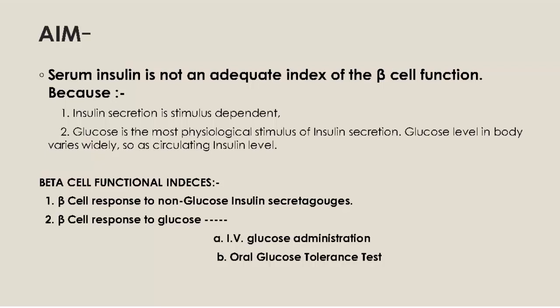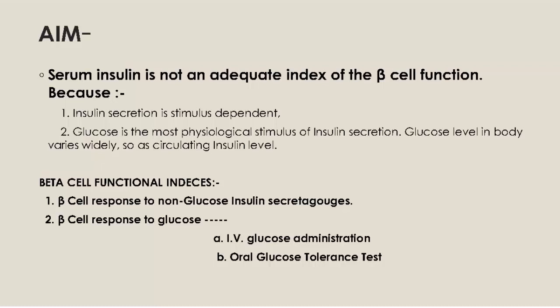So if you have adequate beta cell function or adequate number of beta cells, that is functioning beta cells in your body, then there will be adequate amount of insulin secretion in your body. So then you are able to handle your glucose load, and the blood glucose level will be normal in your body. So the functional capability of beta cells of the pancreas is a very important thing in diabetes mellitus.